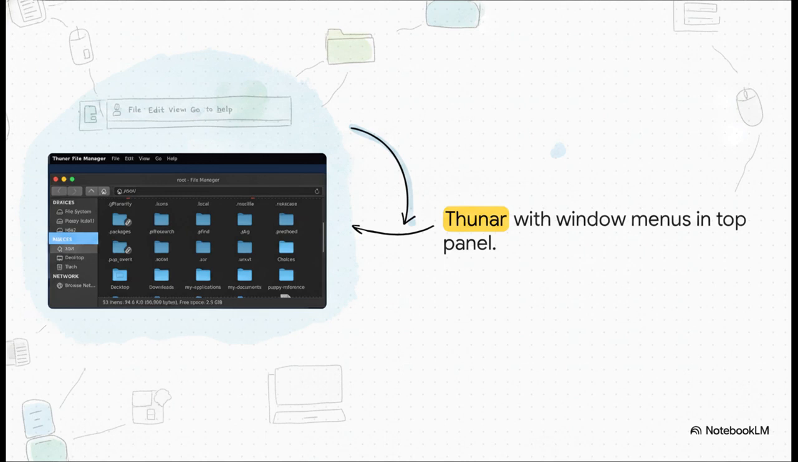Bringing it over here saves so much precious vertical screen real estate. And honestly, it just creates a much cleaner, far less cluttered window for whatever application you're actively using at the time.